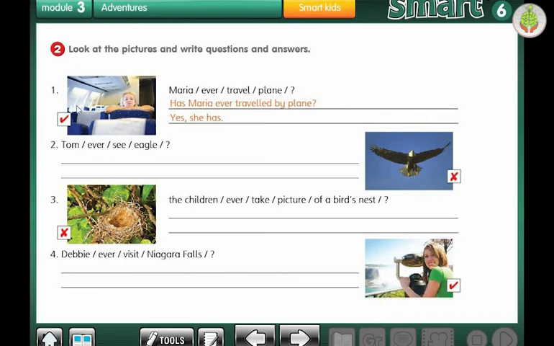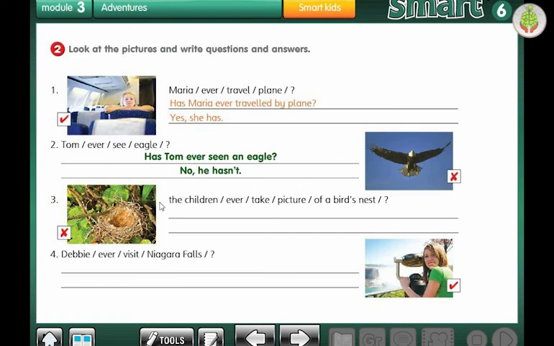Exercise 2. Look at the pictures and write questions and answers. So, Maria ever travel plane? Has Maria, now here we talk about Maria, which means she, so we use has. Has Maria ever traveled by plane? Yes, she has, because we have a tick in here. Yes, she has. Number 2, Tom ever seen eagle? So, has Tom ever seen an eagle? No, he hasn't.